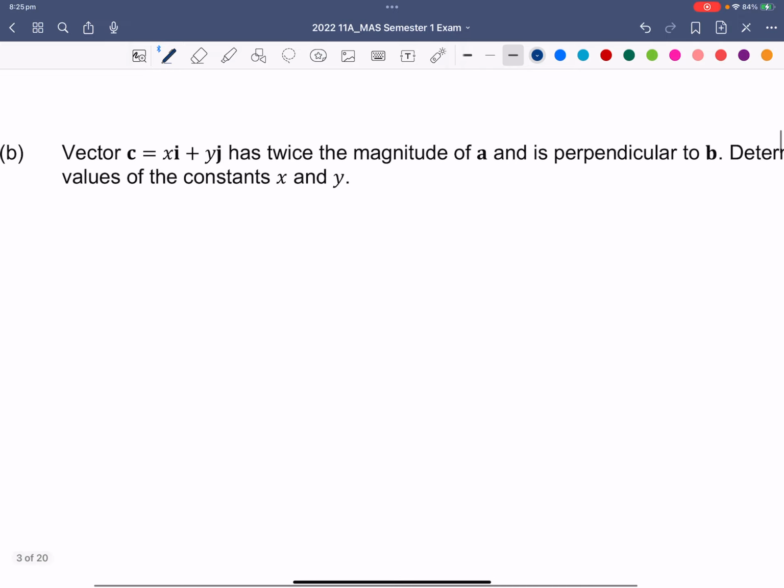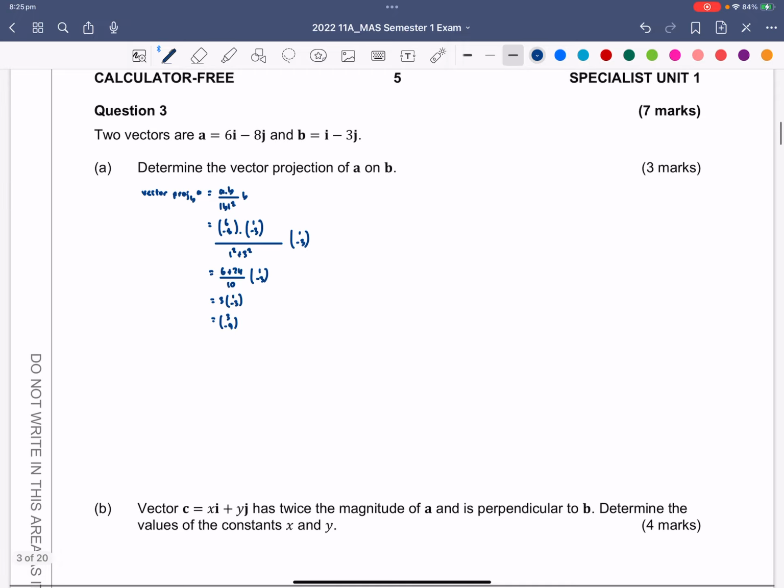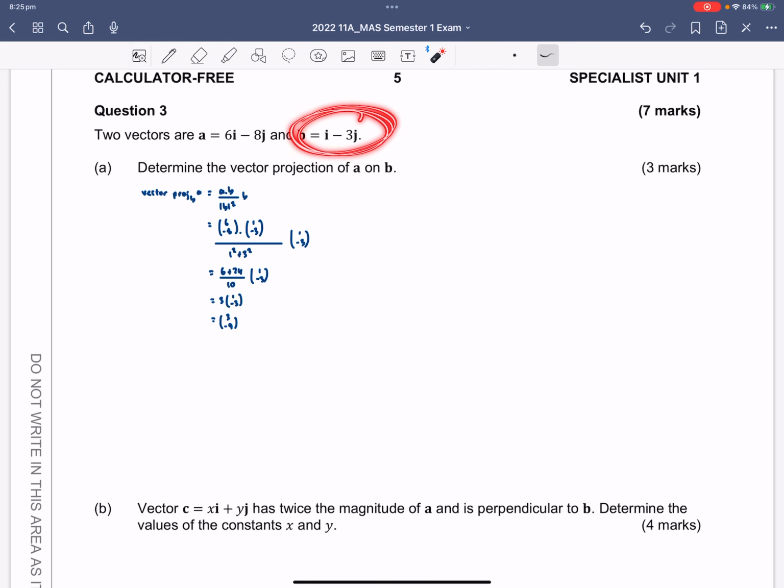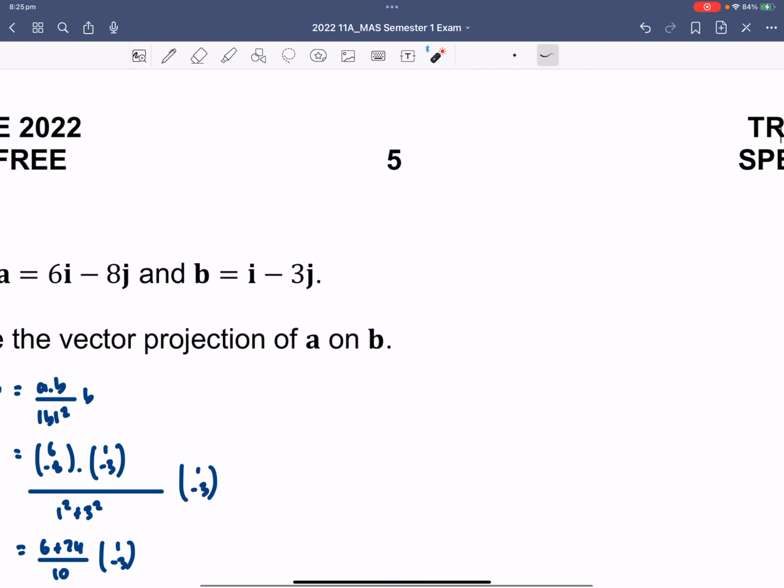It has twice the magnitude of A. It's twice as big as A. And it's perpendicular to B. Fine. Twice the magnitude of A, perpendicular to B. So let's start off with the fact that it's perpendicular to B. Alrighty, what is a very quick vector that's perpendicular to 1 neg 3? How do you find a vector that's perpendicular to 1 neg 3? Well, you want something where 1 neg 3 dot some vector gives you 0, right? You want something where you dot it and you get 0.